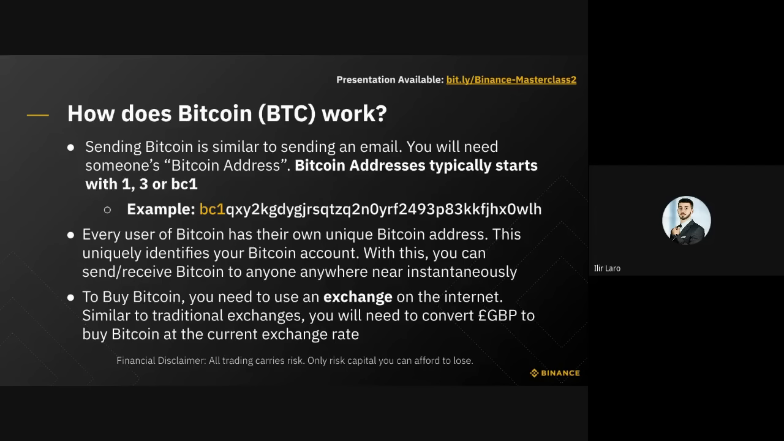A Bitcoin address typically starts with 1, 3, or BC1 and is anywhere between 25 to 35 characters long. I've just provided an example here of a Bitcoin address. You can clearly see that BC1, that's a Bitcoin address. And every user of Bitcoin has their own Bitcoin address. This uniquely identifies your Bitcoin account. With this, you can receive Bitcoin from anyone, anywhere, instantaneously. Now, to buy Bitcoin, you need to use an exchange on the internet. It's similar to a traditional local exchange where you will need to convert GBP or your local currency to buy Bitcoin at the current exchange rate.